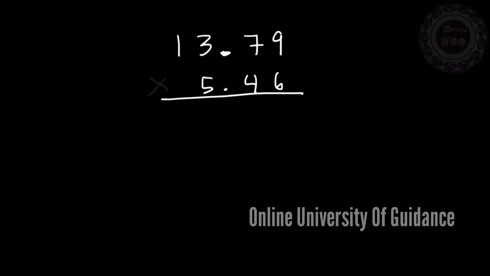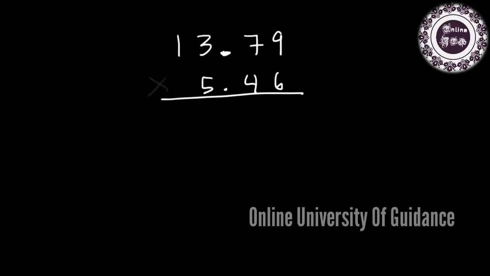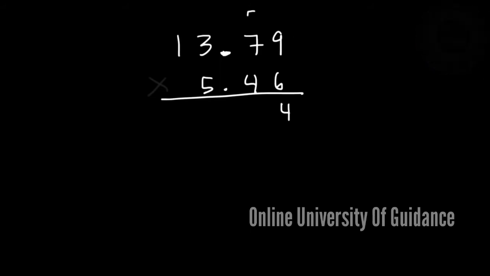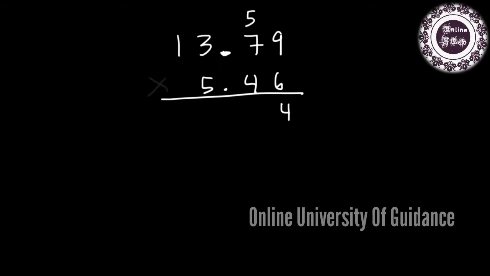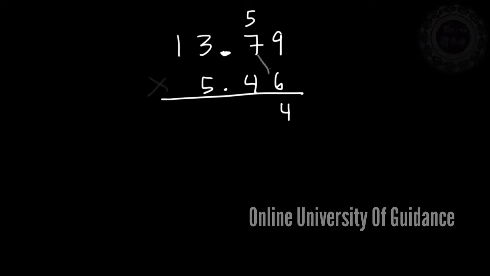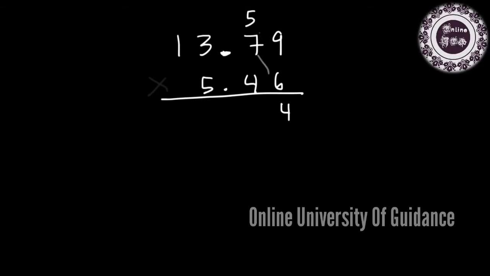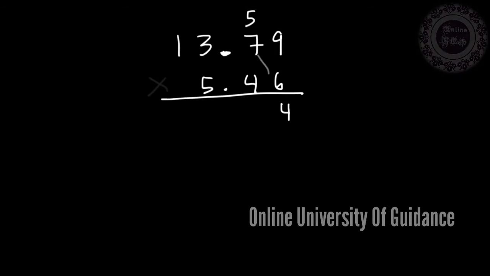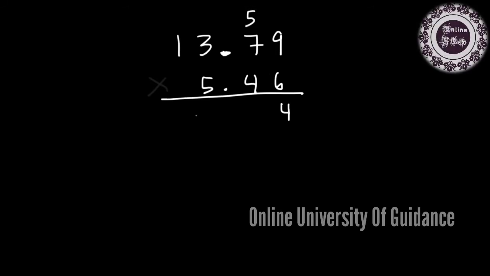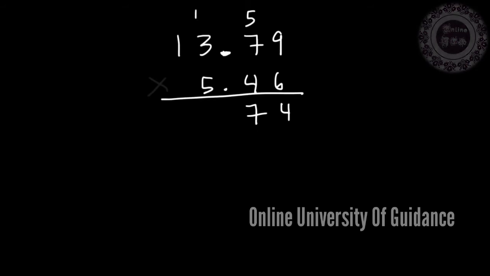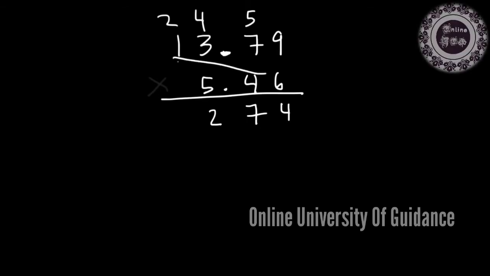Let's begin by multiplying 9 and 6. 9 times 6 is 54, and let's add the 5 on top. Next, we have 7 times 6, which is 42 plus 5, so that's 47. Let's carry over the 4. And next we have 6 times 3, which is 18 plus 4, so that's 22. And now let's add the other 2 there. 6 times 1 is 6 plus 2, that's 8.